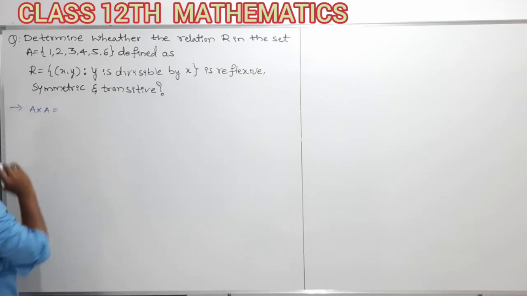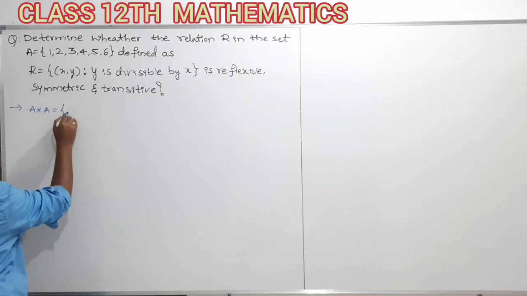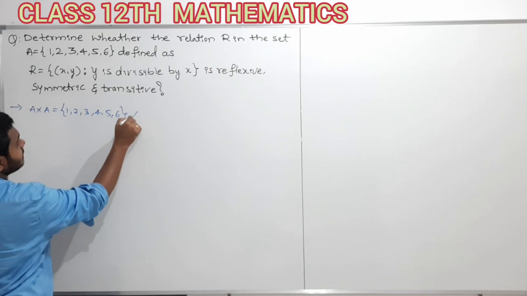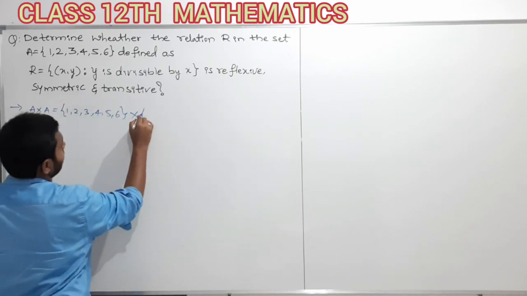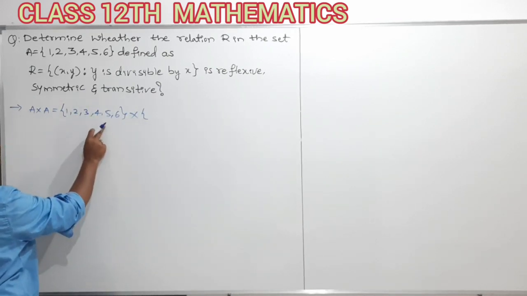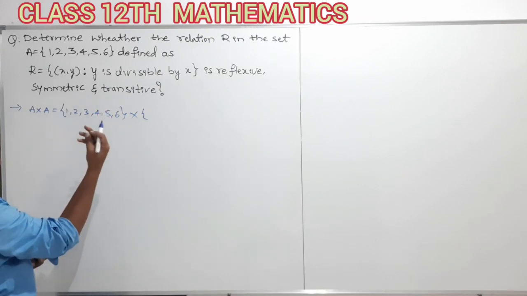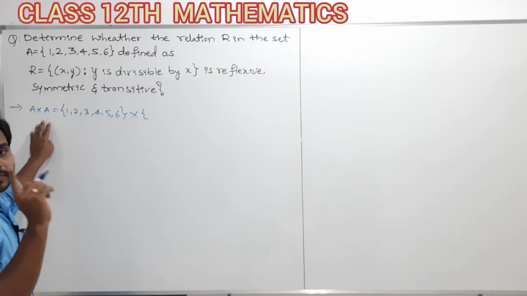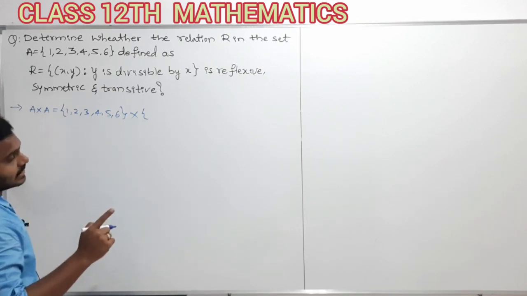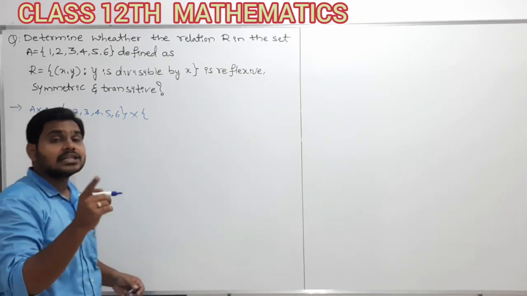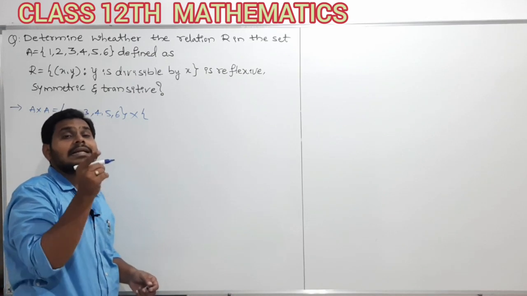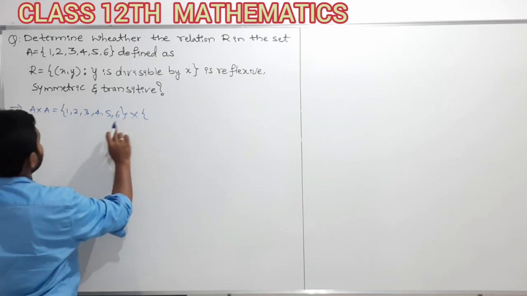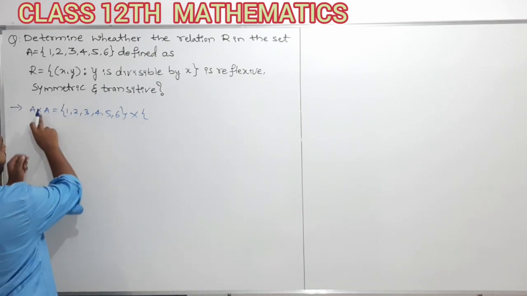So what is A cross A then? A cross A means, what is the set A? 1, 2, 3, 4, 5, 6. This is your A cross A. Again A itself. There is no matter of A and B. There are no such sets given to you. They gave only one set A. Then we should take the elements of the relation from A cross A. So this is A, again we are taking the Cartesian product A cross A.